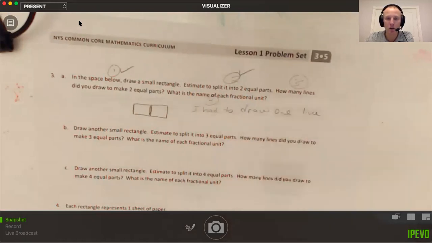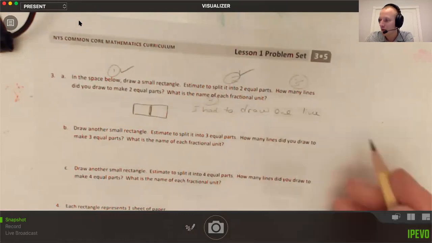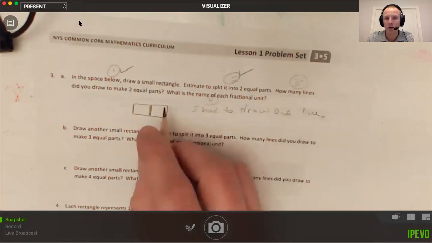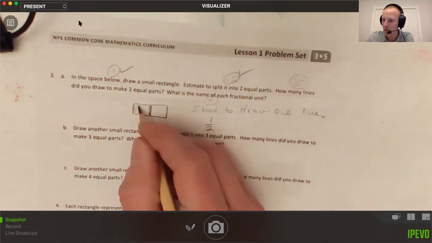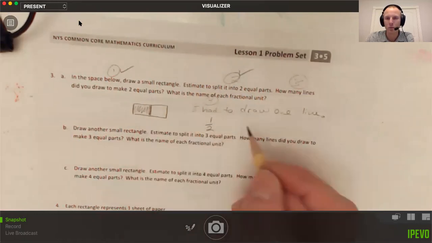To split it into 2 parts would be a better sentence. But for the sake of time, I'm going to stop there. And the fractional unit is 1/2, right? 1 out of 2.